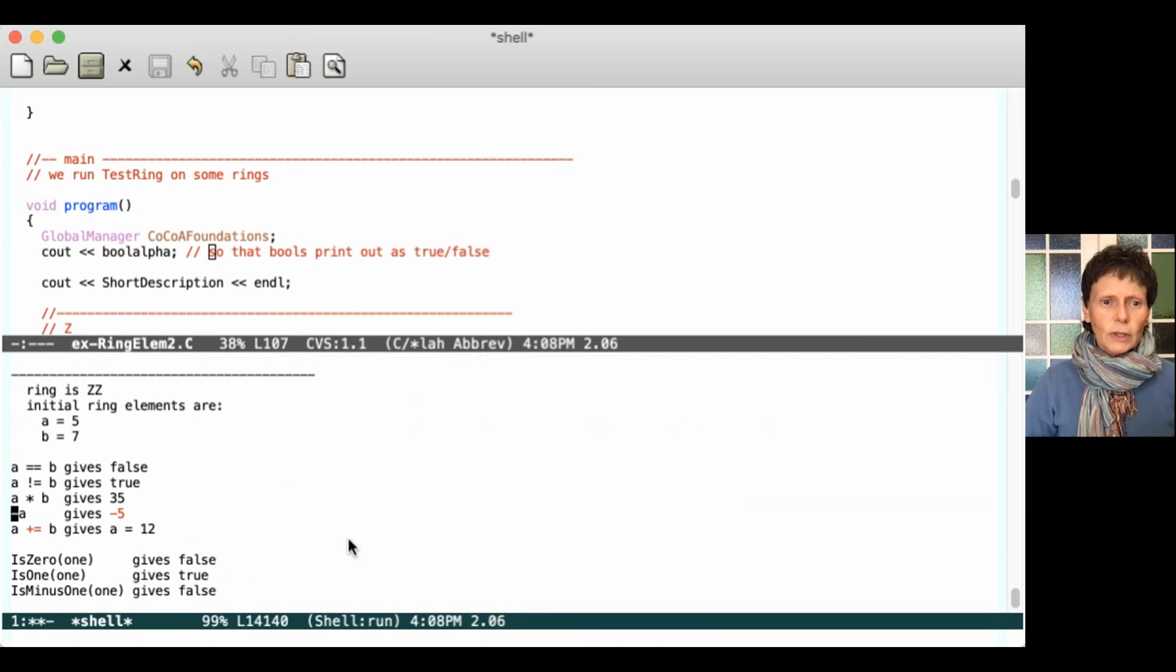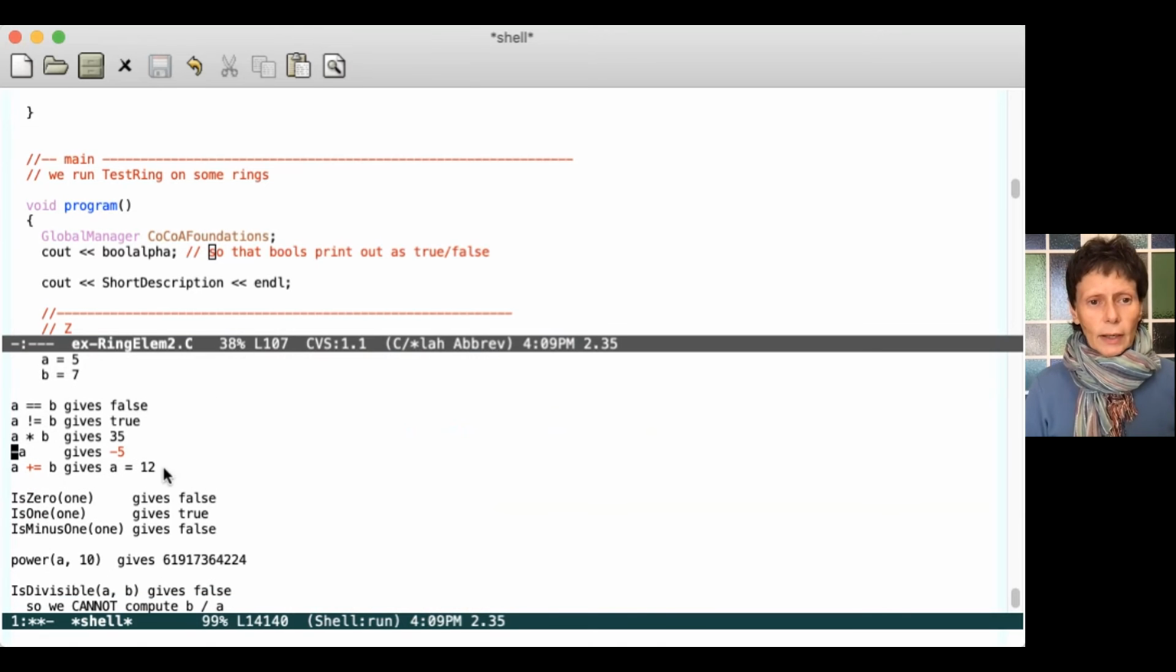This is long output. So you see the ring is at Z, the initial arguments are A and B. So I just look at the output and I see if from the output, if this example is interesting for me. So A and B are not equal, so they're different. The product is 35, the opposite of A is -5. A plus B means that it adds B to A, so A is modified and is now 12.